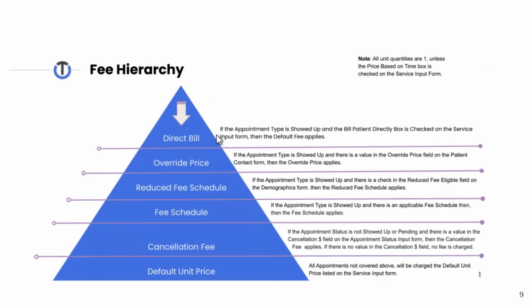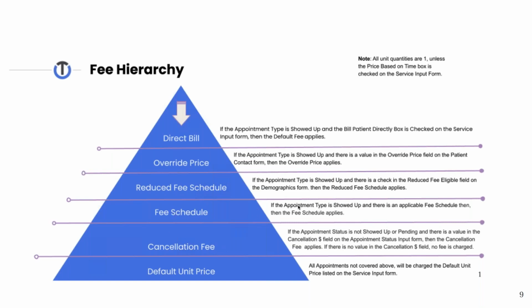So we have things like, are we direct billing the client? On the appointment type, you have an option to say this kind of service gets billed directly to the client. If that happens, we're going to calculate based on the self-pay rate. If you have an override price in the appointment record, you have the ability to override the price of the appointment rate there. Then we have reduced fee schedules, cancellation fees, and patient-specific fee schedules.